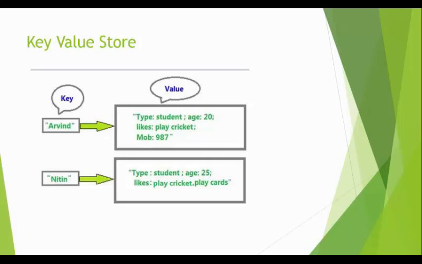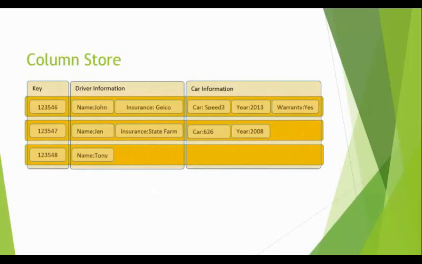Now, the key value store in this case consists of just a key and a value. The index key is unique to each collection, such as Arvind is then a type student age 20 who likes to play cricket. The column store, on the other hand, allows for high performance and scalability. It consists of 3 elements: a unique name, a value, these are both values, and usually it has a timestamp following it.